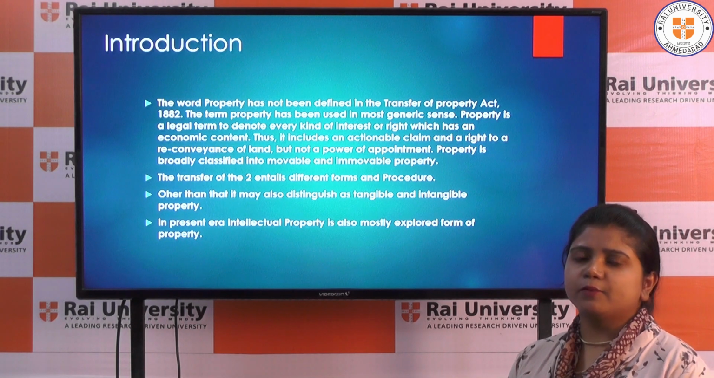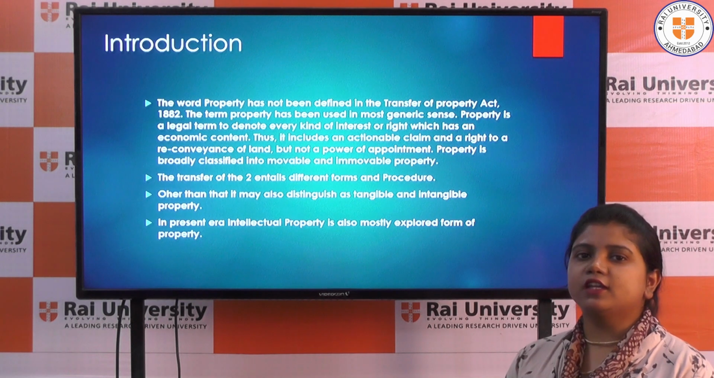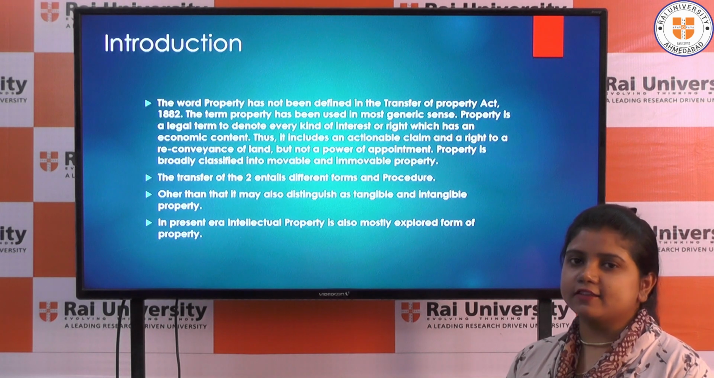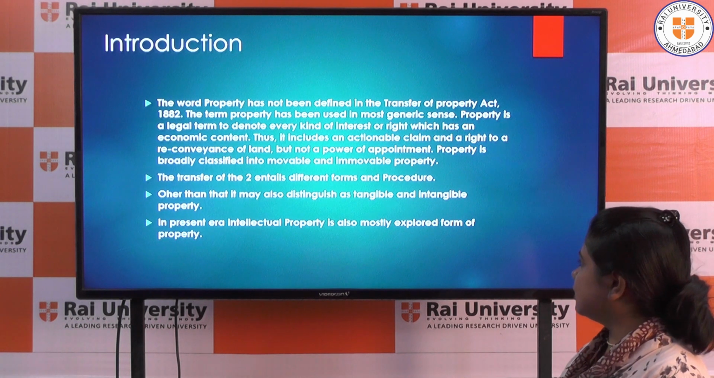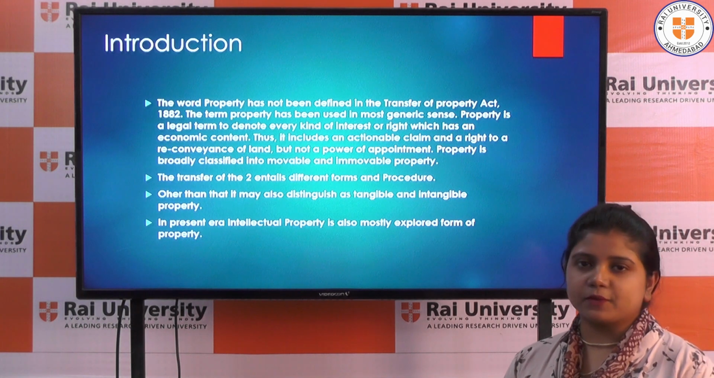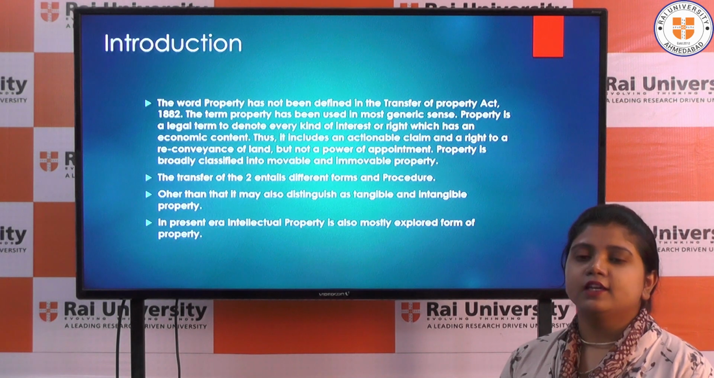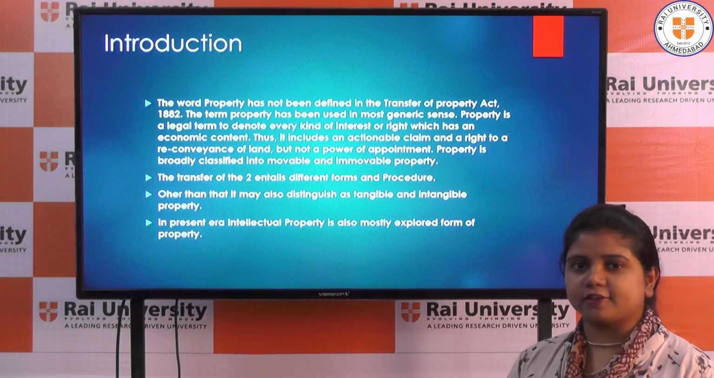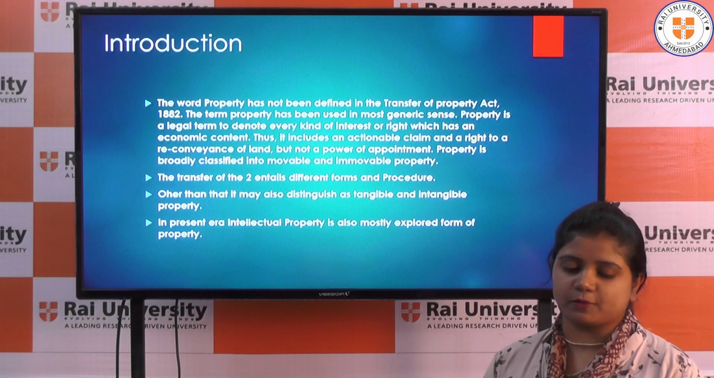When we read the Transfer of Property Act, it basically deals with immovable property. You can see the movable property concept in some sections, but the immovable property dealings are more prevalent in the Transfer of Property Act. Here we can see that there are different kinds of property: movable property, immovable property, tangible, intangible, intellectual property. There are certain more types as well, but here we will mostly focus on movable and immovable property.